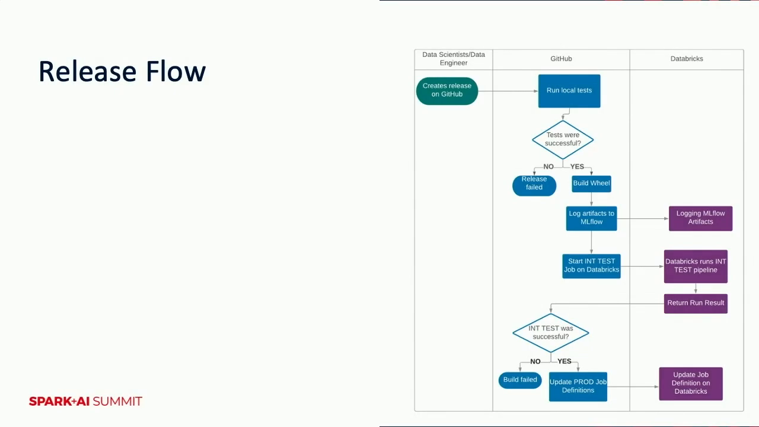A similar process happens when you do a release. So the first step is you create a release on GitHub. It will run the local tests. If those are all good, it packages a wheel, pushes to Databricks, runs your integration tests all on Databricks. And if that's all successful, then it will package up your job config and then push that job to Databricks. Now, in the job config, you can specify things like a recurring run, daily or weekly. And once you do that, that means that your job is now running in production.